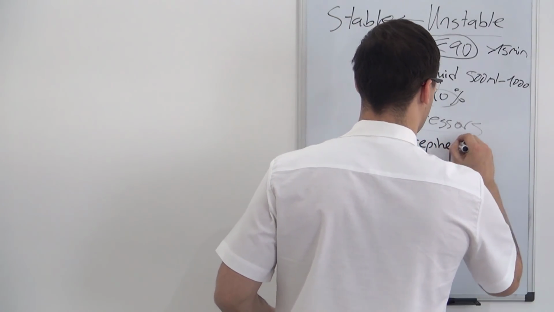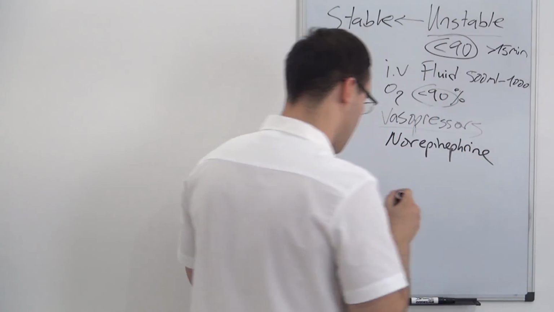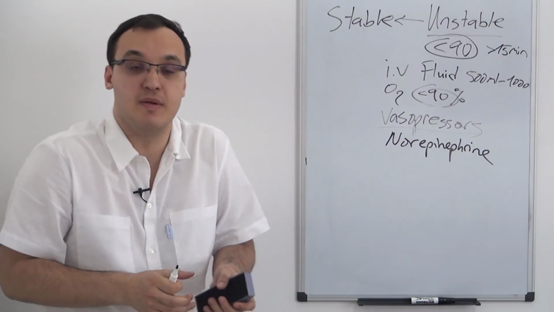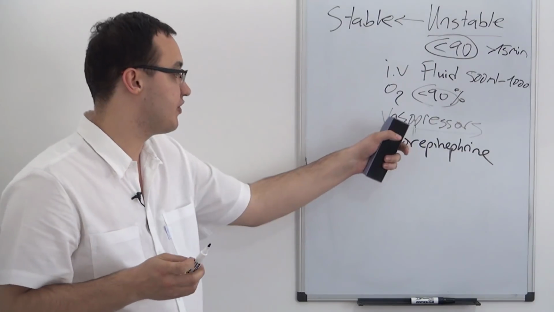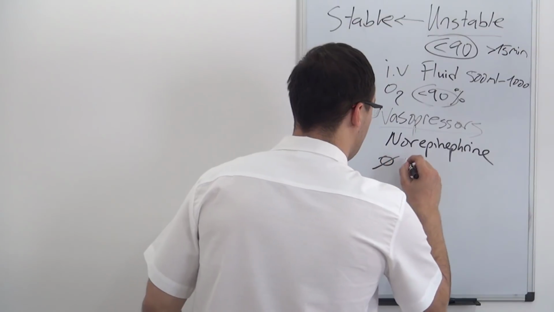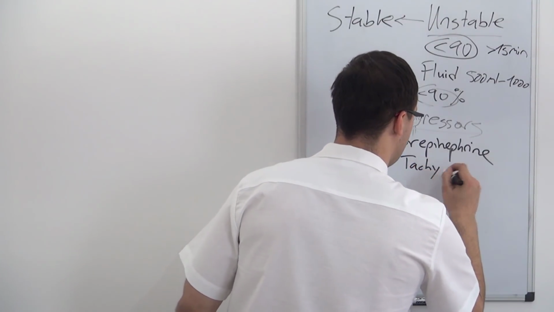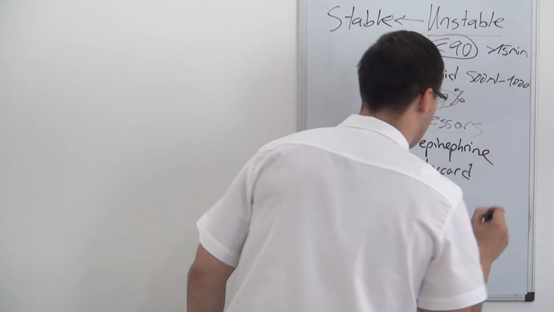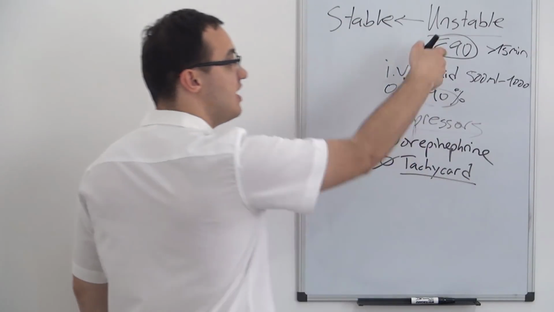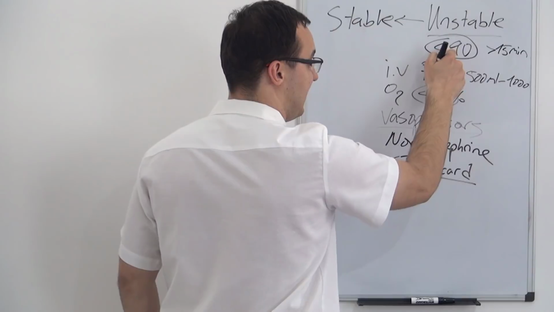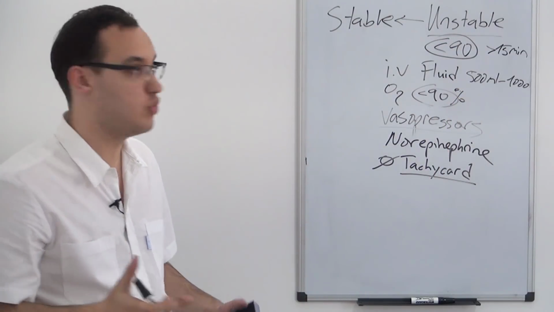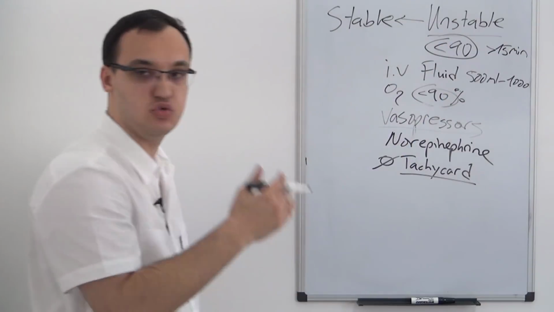Norepinephrine. Why is norepinephrine better than epinephrine or dopamine? Because these are also two vasopressors. Norepinephrine does not cause tachycardia. So no tachycardia. Tachycardia just means a heartbeat of more than 100. Because if you have tachycardia, then this blood pressure will be worse. So that's not good. We need to increase this. We don't need to decrease it.